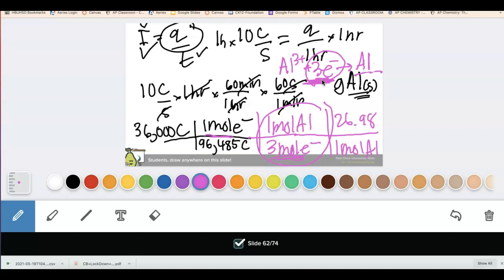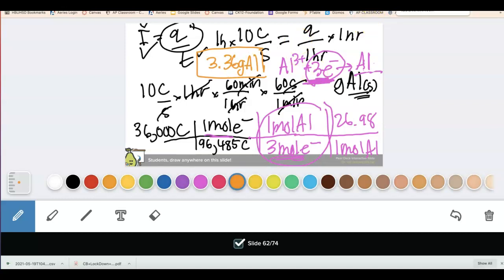Okay, and so if you do this, you take 36,000, divide it by 96,485, divide it again by 3, and then multiply by 26.98, and you end up with 3.36 grams of aluminum. So you could plate out 3.36 grams of aluminum during this process if you ran this system for an hour. You supplied this current for 1 hour, okay? Which is pretty cool, right?